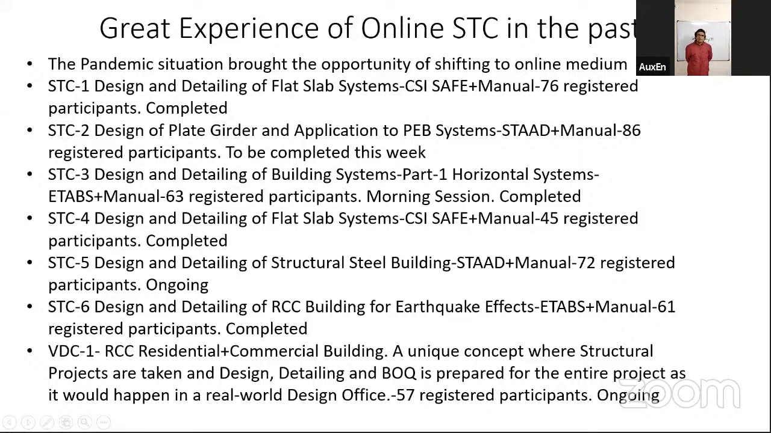The concept behind that is that we are focusing more on the implementation part, and we are trying to take up a complete project right from start to finish. It is a good thing for an upcoming structural engineer who is fresh into the profession and wants to understand how the complete process is taken up. That's how we started this virtual design center course, which is ongoing in the morning right now.